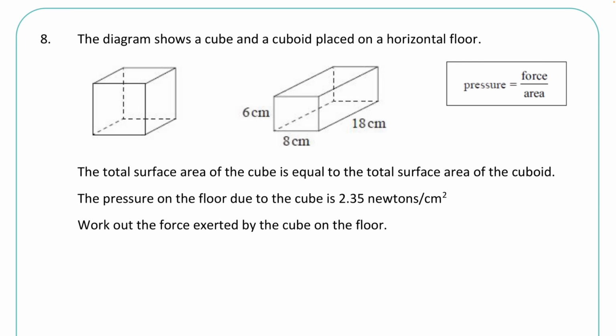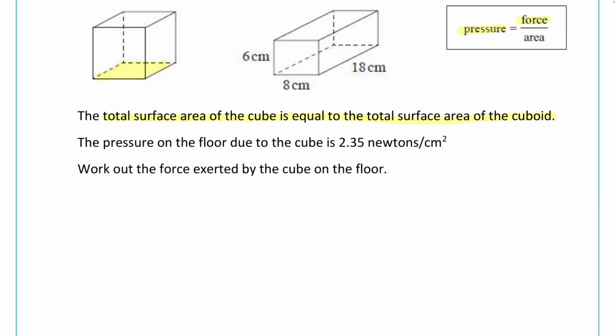Well, looking at our formula, we have been given the pressure. We are asked to work out the force, but we are currently missing the area. So we need to know the area of the base of the cube, just here. Once we know the area, we can put it into our formula and we can work out the force. So we're going to use this bit of information. The total surface area of the cube is equal to the total surface area of the cuboid. So we need to work out the surface area of the cuboid.